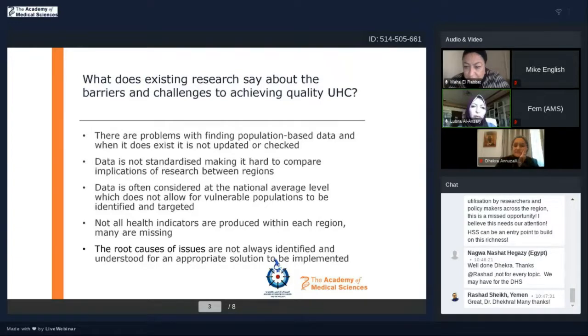What does the existing research say about barriers and challenges? It says a lot. There are problems with finding population-based data, and when it does exist, it's not updated or checked, and it doesn't have the equity lens that is important. For example, data is often considered at national level, but it doesn't allow vulnerable populations to be identified and targeted. Also data is not standardized, making it hard to compare implications of research between regions. Not all health indicators are produced within each region. Many are missing. And the root causes of issues are not always identified and understood for an appropriate solution or action to be implemented. Next, please.